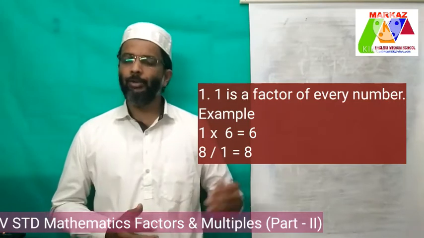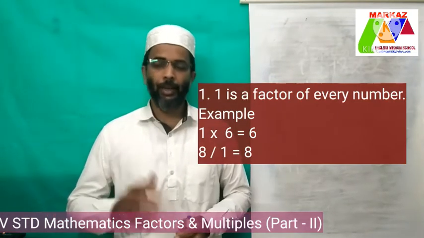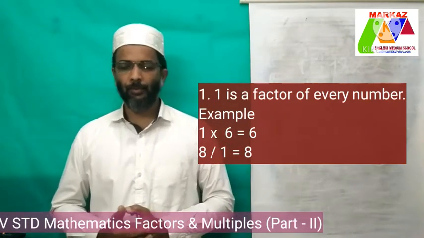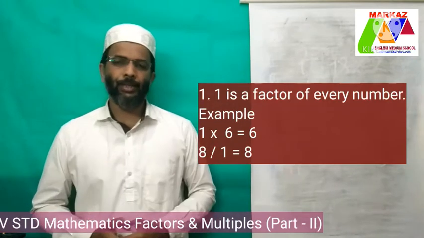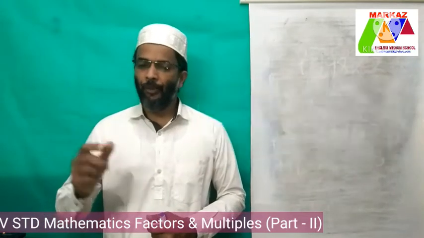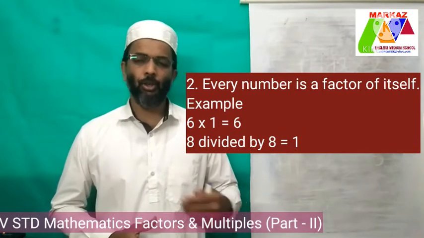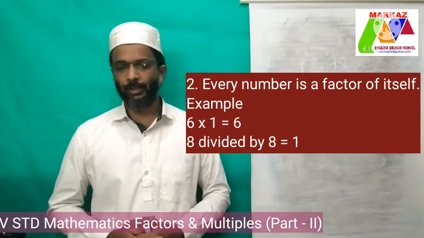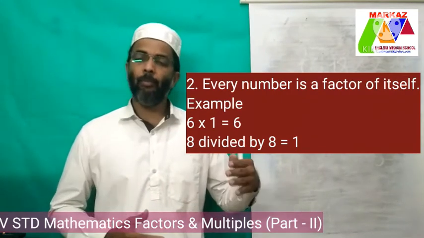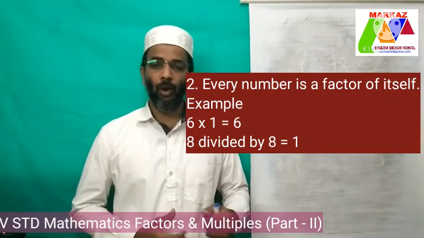Example, 1 into 6 is 6, 8 divided by 1 is 8. Second property is, every number is a factor of itself. For example, 6 into 1 is equal to 6. 8 divided by 8 is equal to 1.